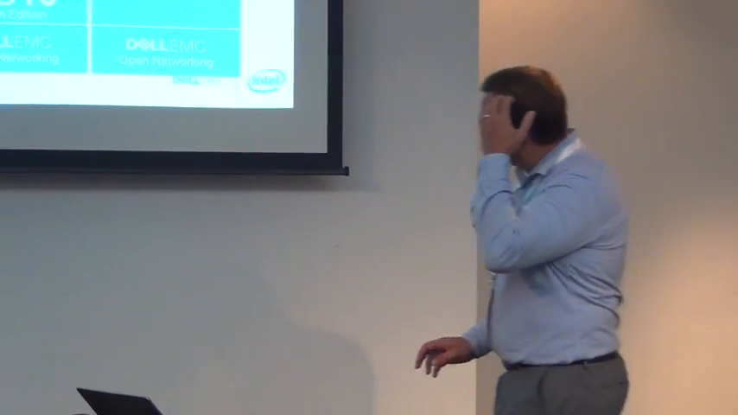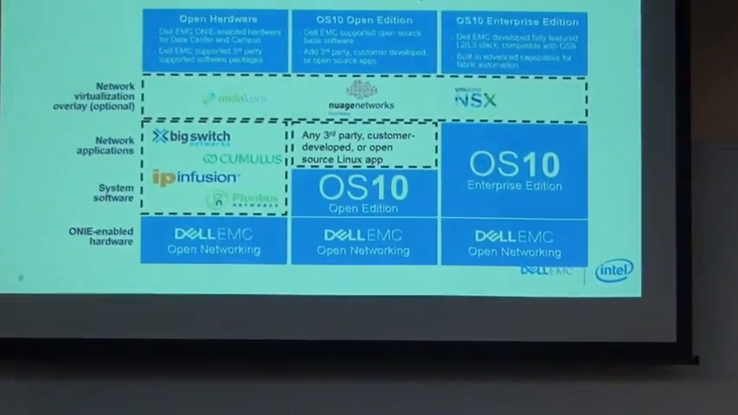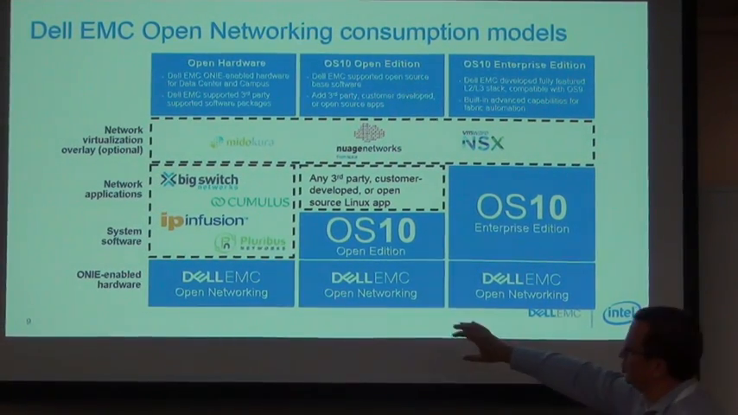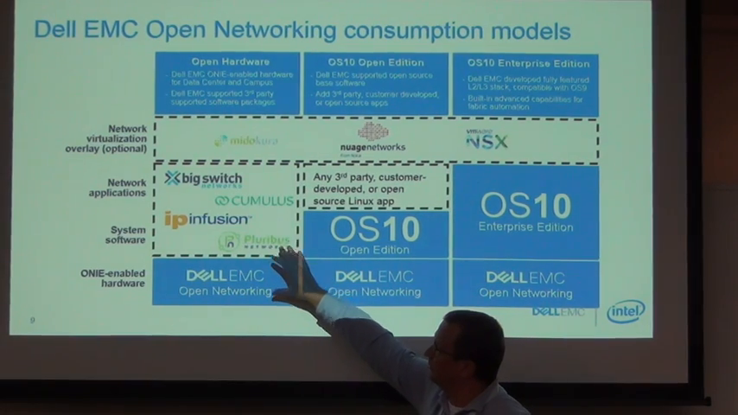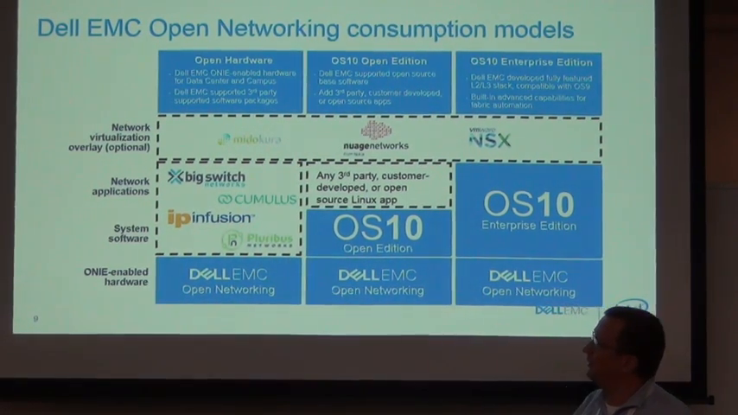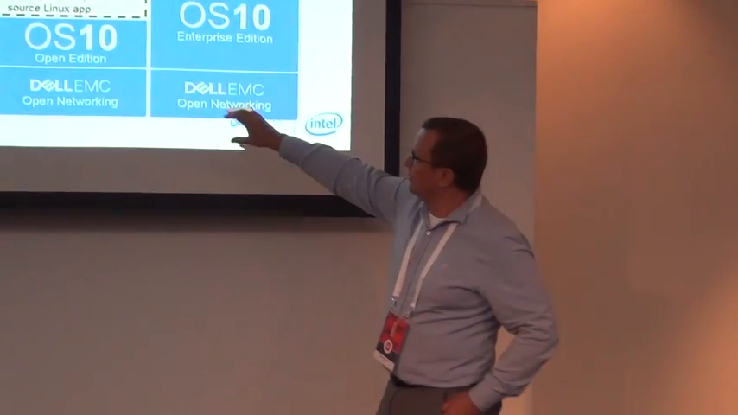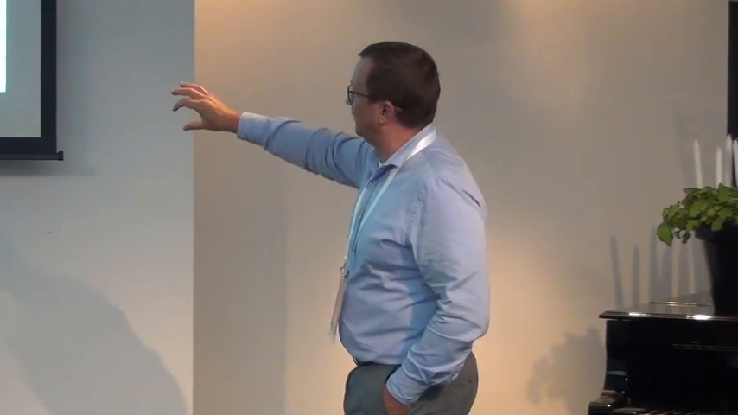Now, a consumption model and a way to position it is, in our traditional open hardware, we'll provide the choice of different operating systems based on network virtualization capabilities and applications. OS 10 Open Edition, as I mentioned, is free of charge for DevOps environments to develop on a Debian Linux kernel. And then the Enterprise Edition is the traditional enterprise layer 2, layer 3 stack. Now, how do we derive this, and what is the base of it all?